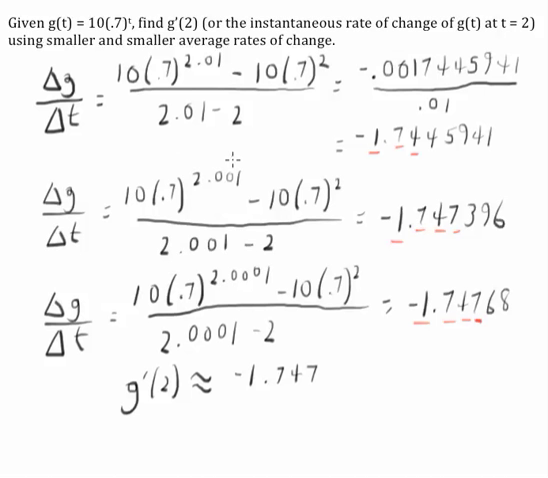And we got that by taking average rates of change over smaller and smaller intervals. And that's how you find an instantaneous rate of change.